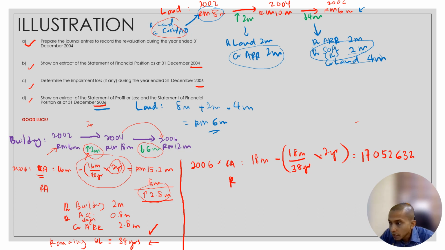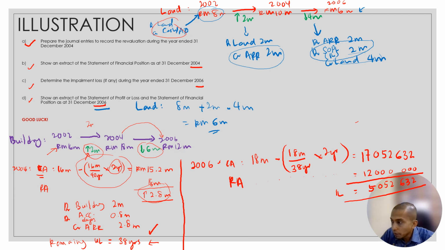How about the recoverable amount? The recoverable amount given in the question is only 12 million. So now we compare between these two, and we can see that there is an impairment loss, right? The impairment loss is the difference, which is 5,052,632. So now the question: how do we record the impairment loss?